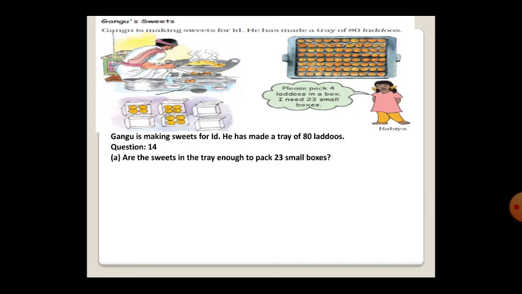See what she is asking. She needs 23 boxes of laddu. Each box contains 4 laddus. So she needs it like that. Are the sweets in a tray enough to pack 23 small boxes?